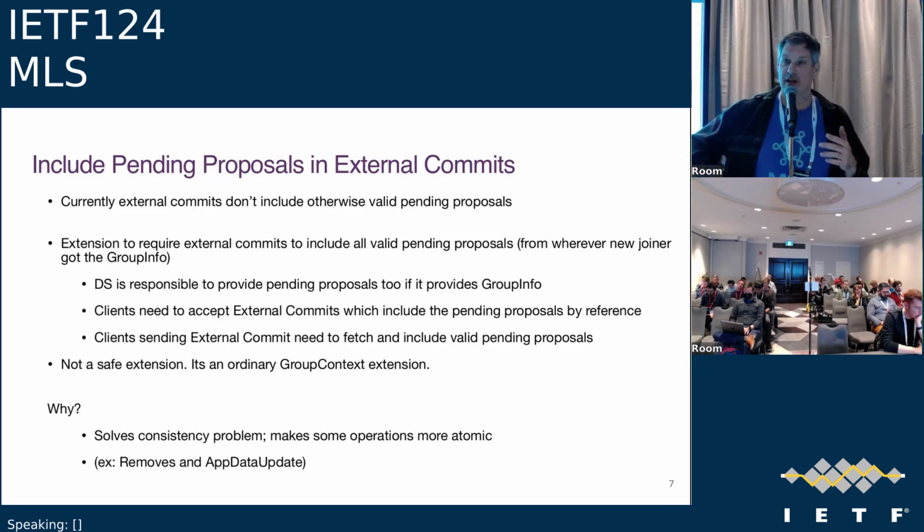Wouldn't it be nice if, instead of making special exceptions on a per-proposal basis, we just said, look, if you're going to do external commits from your DS, you already are making the DS hang on to this group info, why don't you have it also hang on to your proposals as well? And you just send the proposals with the group info and they get committed all together. I think that would be much simpler.